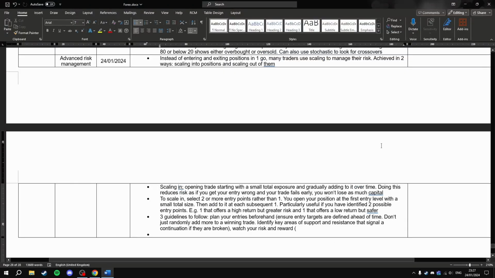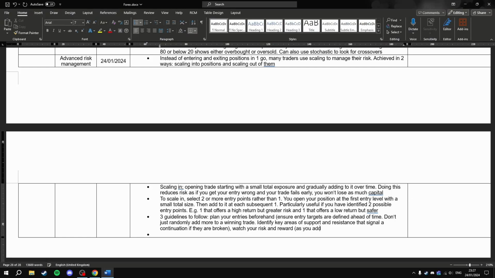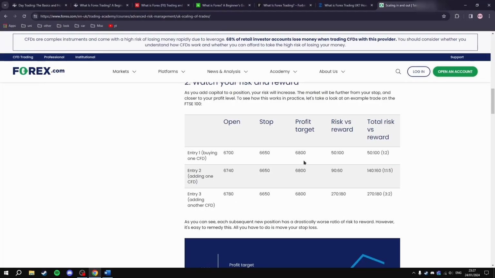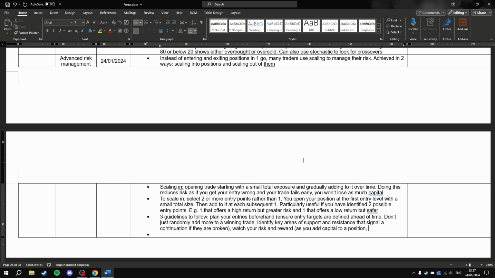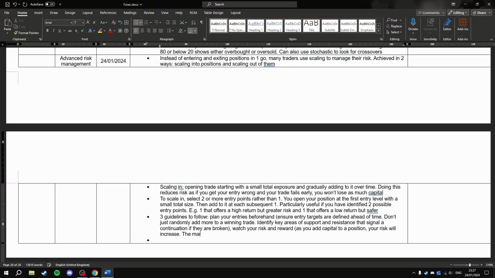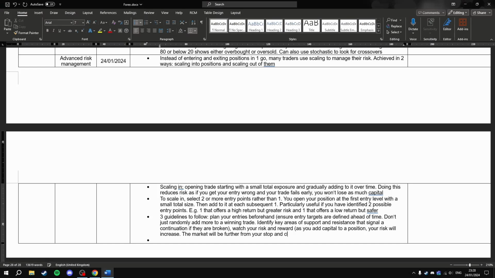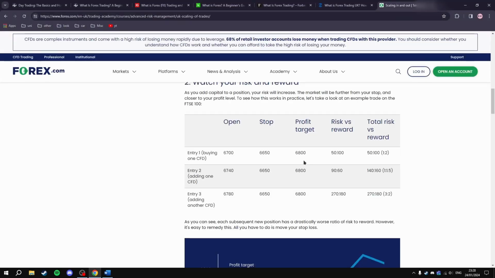So what's your risk versus reward? As you add capital to a position, your risk will increase. The market will be further from your stop and closer to your profit level. To see how this works in practice, let's take a look at the example trade on the FTSE 100.